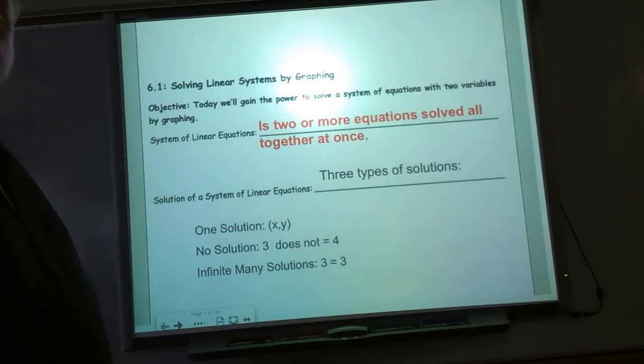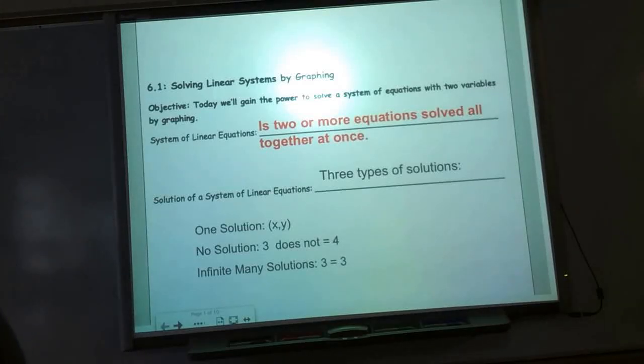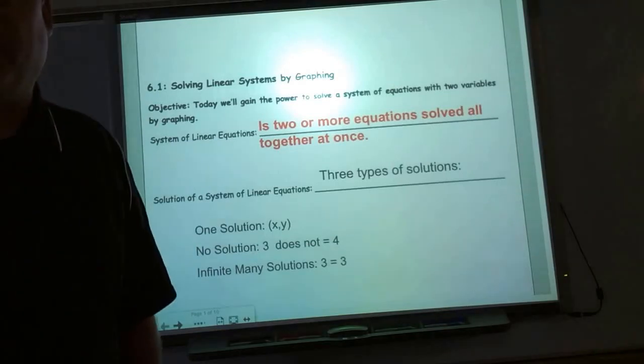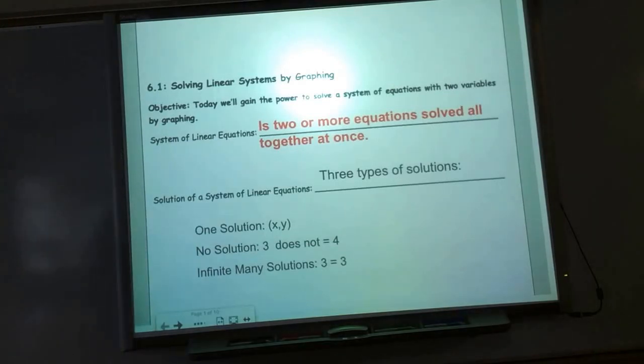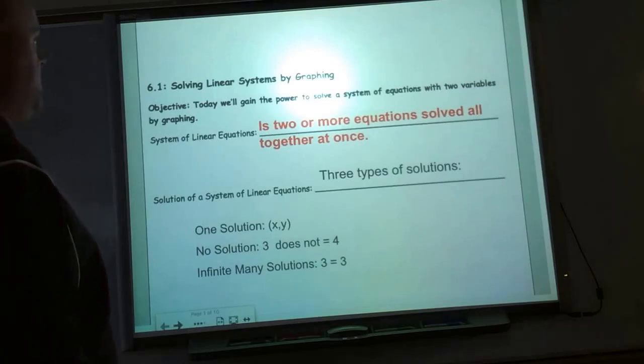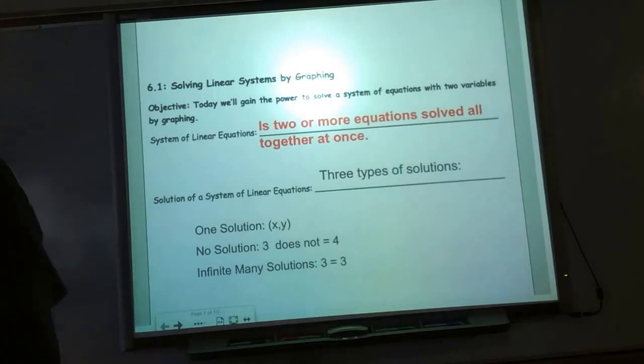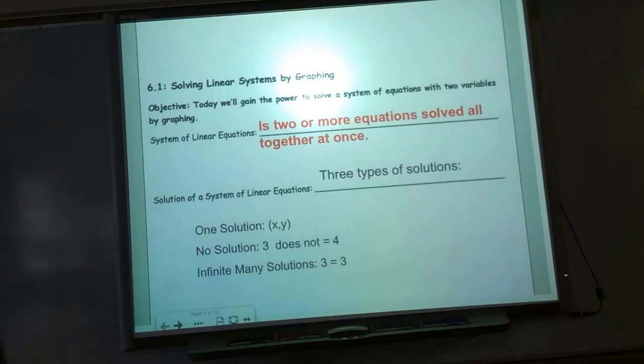All right, welcome to 3.1, Solving Linear Systems by Graphing. Today we're going to gain the power to solve a system of equations with two variables by graphing. So let's give a little bit of definitions for us.